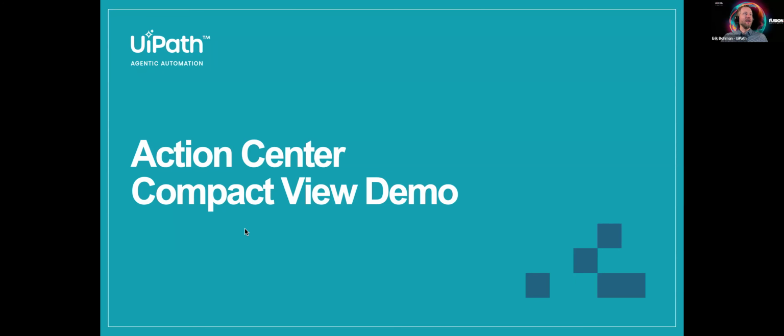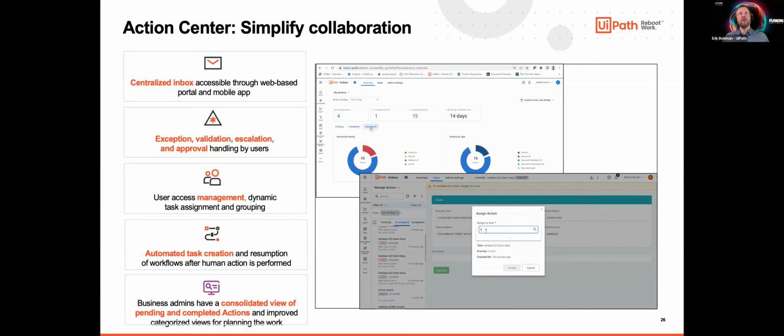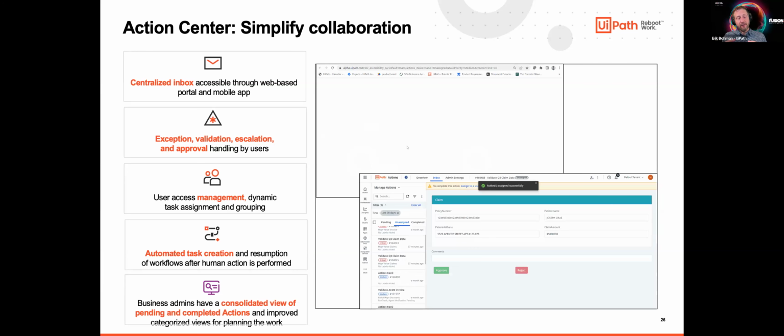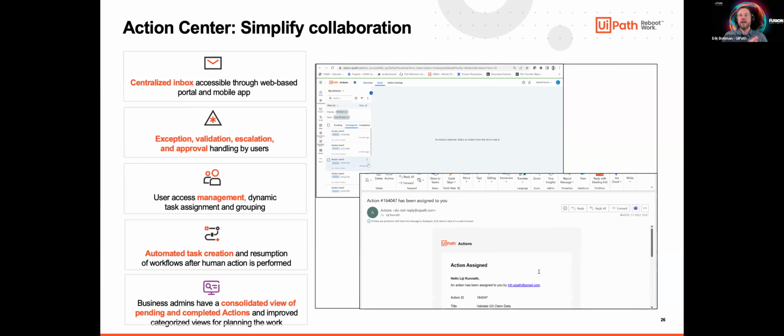I wanted to give a one minute overview of Action Center. If you're new to UiPath or you haven't used any of our document and agentic solutions, what is Action Center? Well, it's the place where we simplify collaboration. It's a centralized inbox for anything that a human needs to do or touch or decide on its way to full automation. So it can handle all kinds of exceptions and validation.